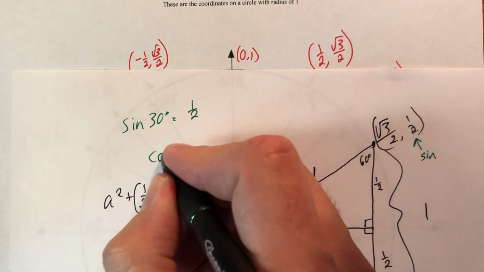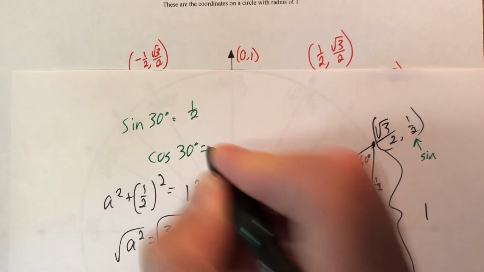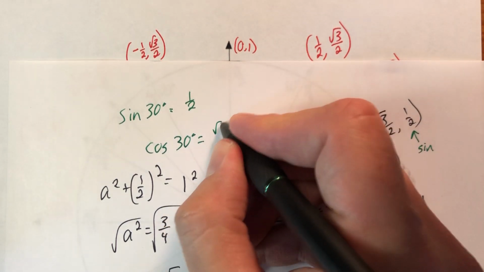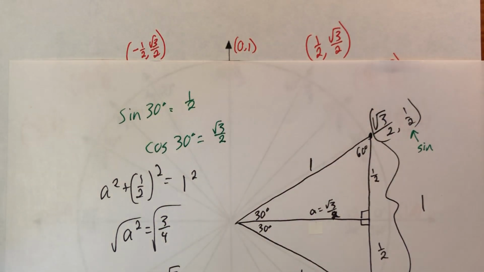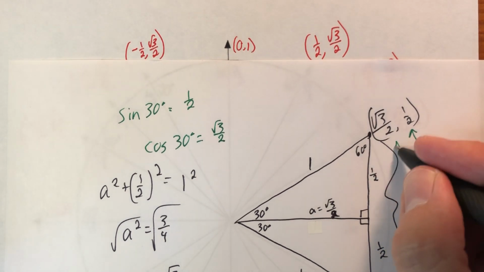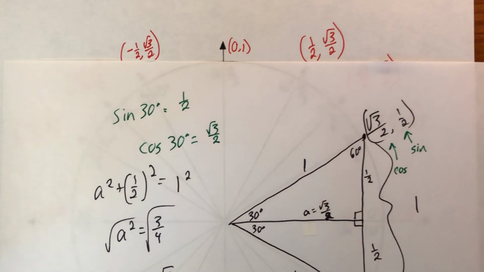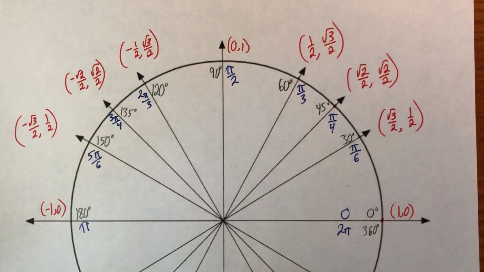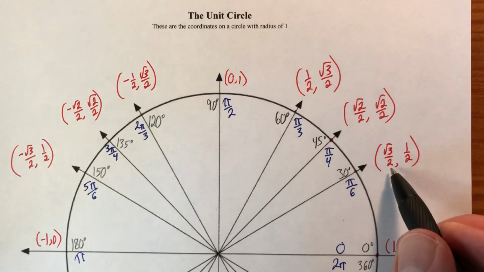If I said, hey, what's the cosine of 30 degrees? You would say, oh, well, that would be adjacent over hypotenuse. That'd be square root of 3 over 2 over 1. Let's ignore that. So there's your cosine. There you go. Now, I say there you go as if we're done. We're not. There's more.